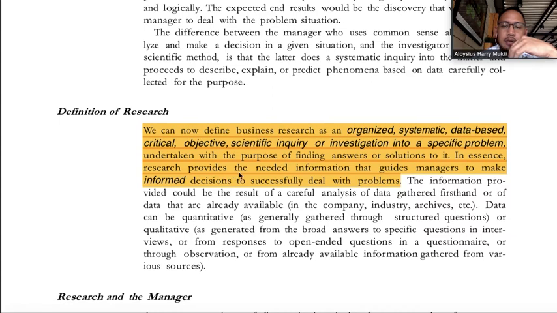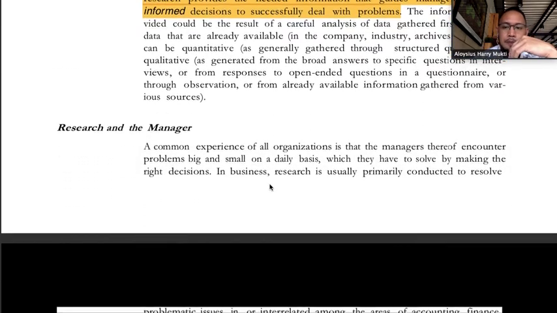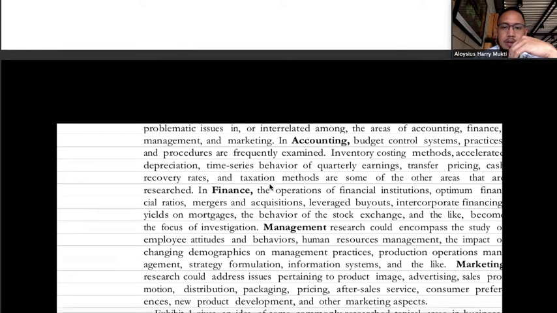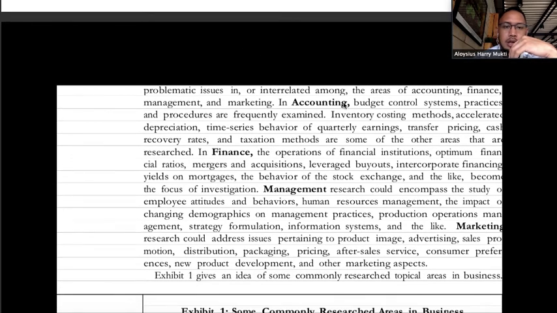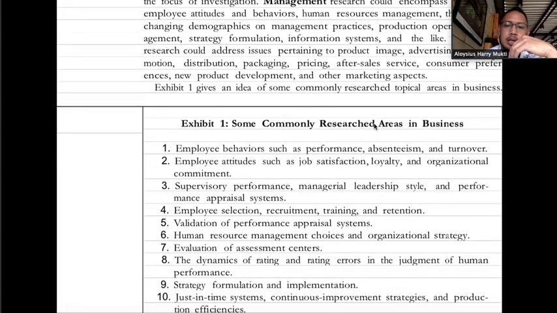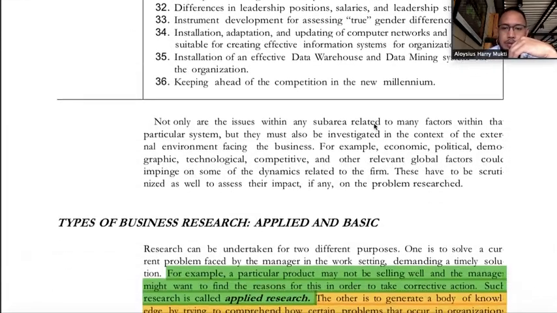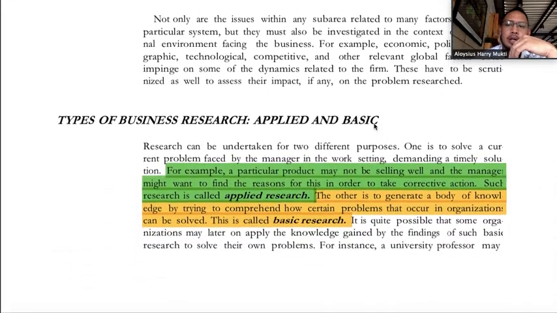In essence, research provides the needed information that guides managers to make informed decisions to successfully deal with the problem. So that will be the definition of research. Don't forget to remember the definition of research. We are focused on, there are several topics in accounting, finance, management, marketing, but we are focused on accounting topics. Let's move forward.